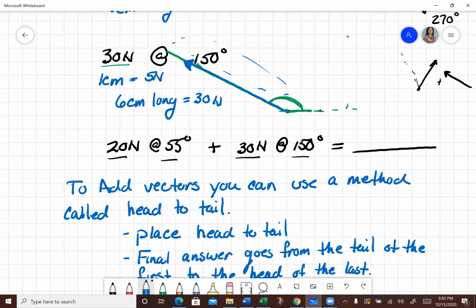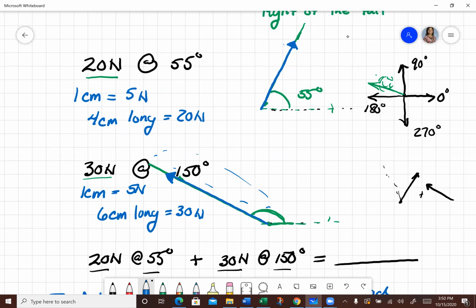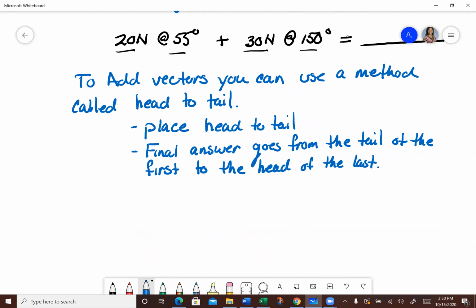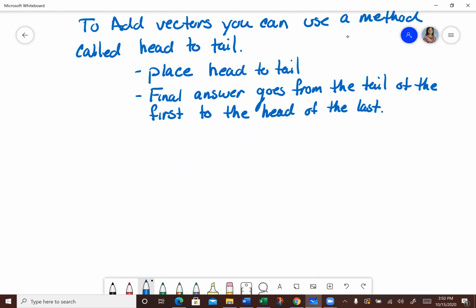So if I use that method on what we have drawn up here, 20 newtons at 55 degrees, I'm going to redraw those down here. Do that real quick. 20 newtons at 55 degrees, using the same scale. So that was 4 centimeters long, right? So there's my first vector. On the head of that, I'm going to start my second vector.